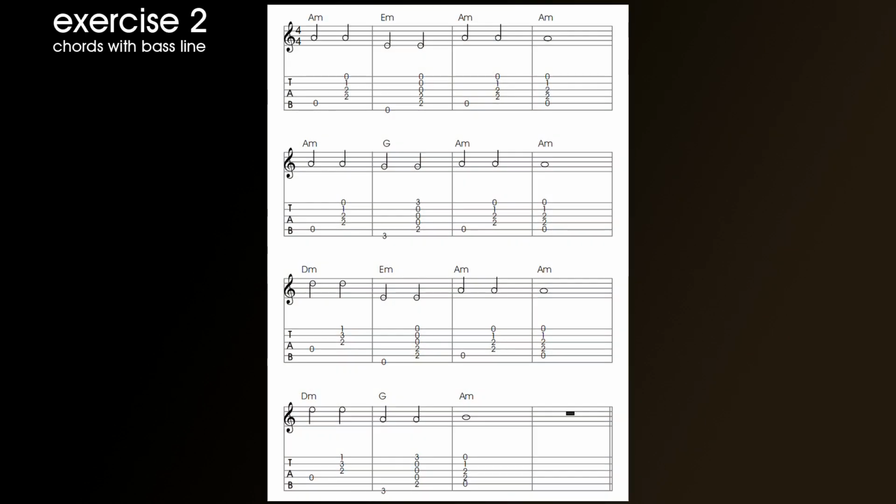Exercise 2. Exercise 2 is a little more complicated to look at because we've got the chords above the score, then we've got the music with the rhythm in, and below that we've got the tablature, which shows the chords broken down slightly. So we're playing the bass of the chord before we strum the rest of the chord.